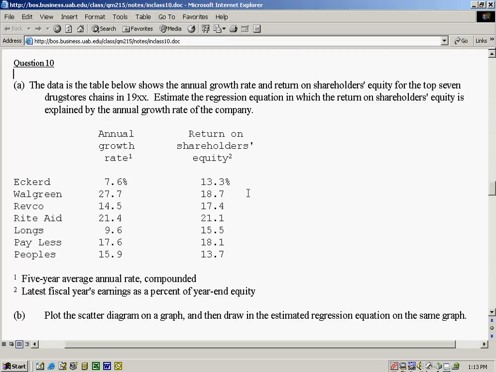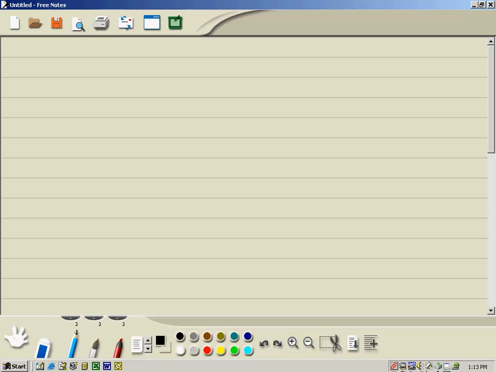Alright, so let's look at this problem and see what we need to understand so that we can estimate this regression first. The data in the table below shows the annual growth rate and return on shareholders' equity for the top 7 drugstore chains in 19 whatever. Estimate the regression equation in which the return on shareholders' equity is explained by the annual growth rate in the company. This problem doesn't tell us which is the x and which is the y, and we're going to have to work that out. So let's go to our whiteboard and talk about that.